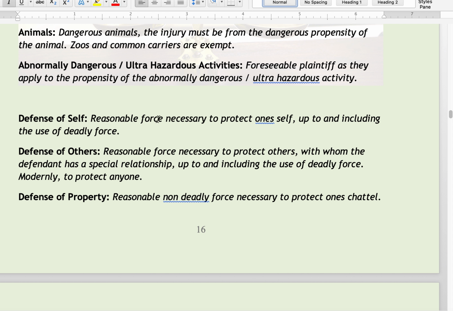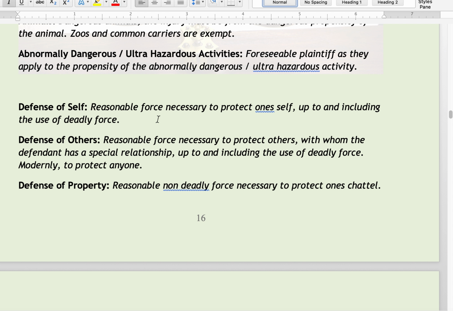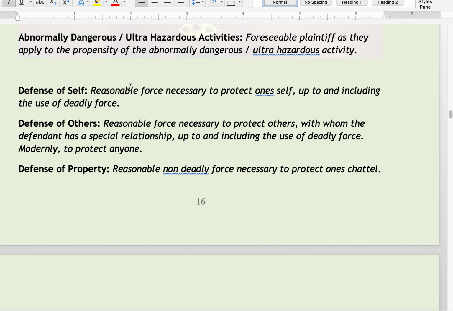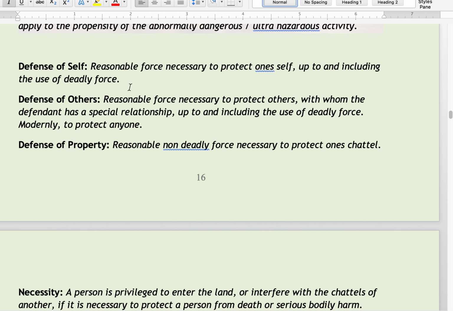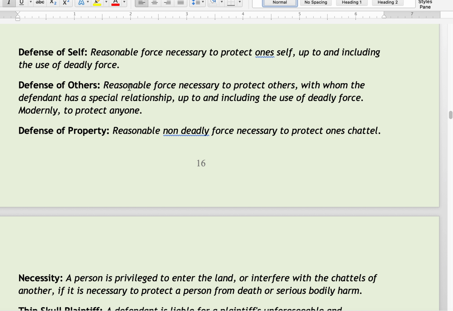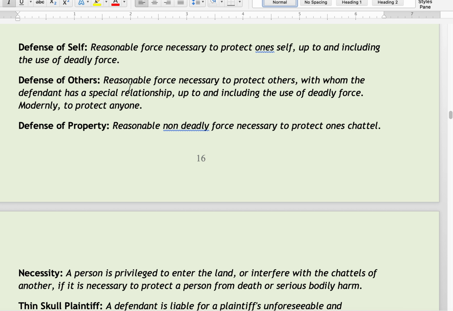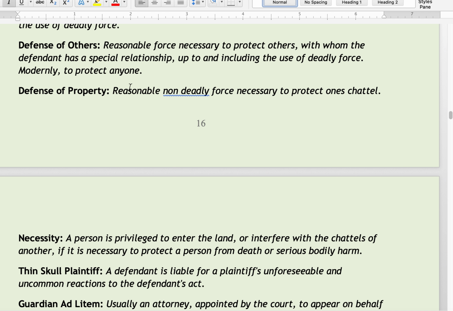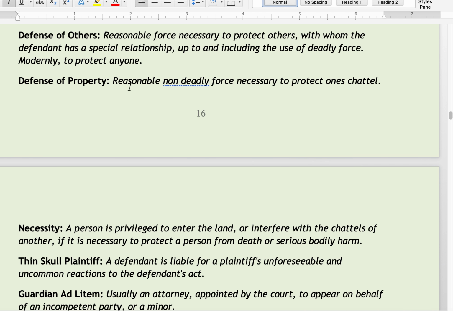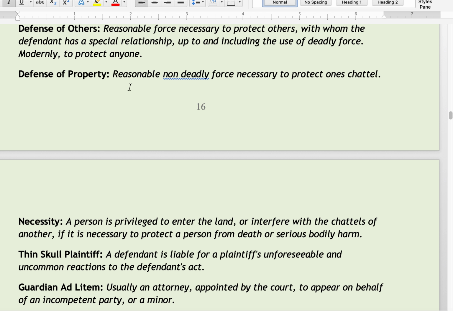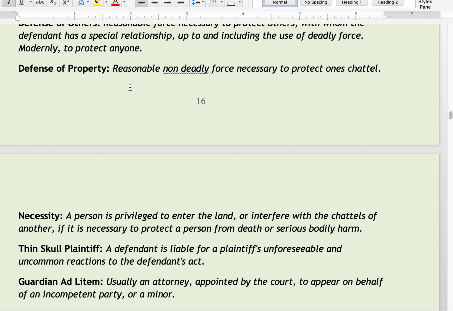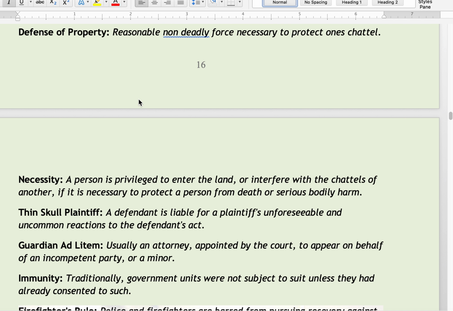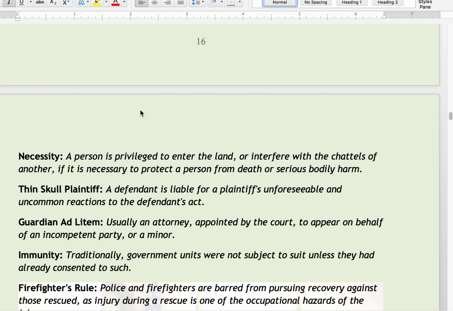Abnormally dangerous, ultra-hazardous activities: foreseeable plaintiff as they apply to the propensity of the abnormally dangerous, ultra-hazardous activity. Defense of self: reasonable force necessary to protect oneself, up to and including the use of deadly force. Defense of others: reasonable force necessary to protect others with whom the defendant has a special relationship, up to and including the use of deadly force, moderately to protect anyone. Defense of property: reasonable non-deadly force necessary to protect one's chattel.